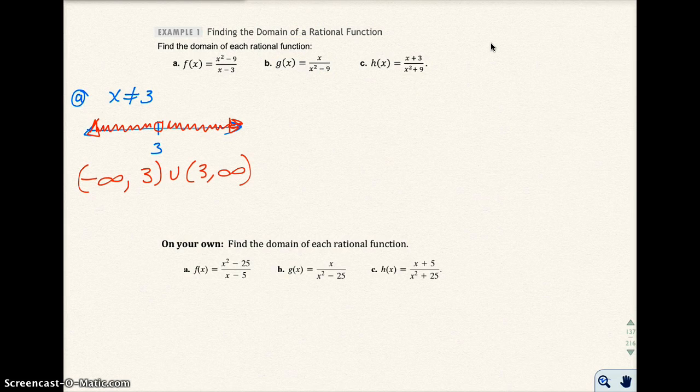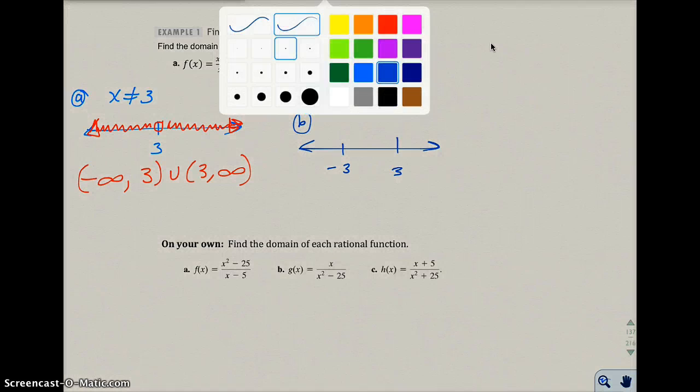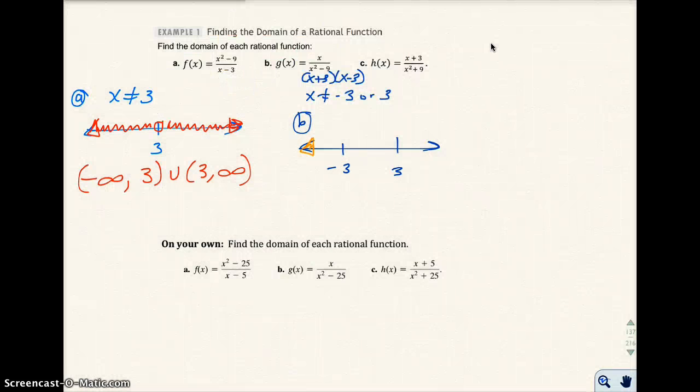In part B, if we look at this denominator, it factors as x plus 3 times x minus 3. So x cannot equal negative 3 or 3. If we look at the number line here, then basically any number will work as long as it's not negative 3 or 3. So the interval notation for that would be negative infinity to negative 3, or negative 3 to 3, or from 3 to infinity.